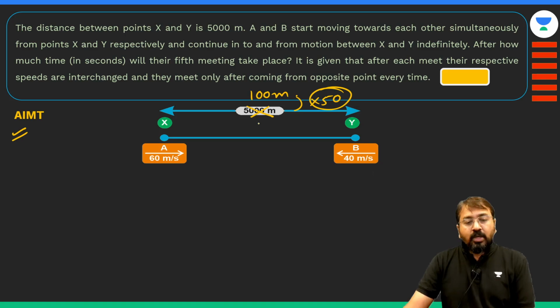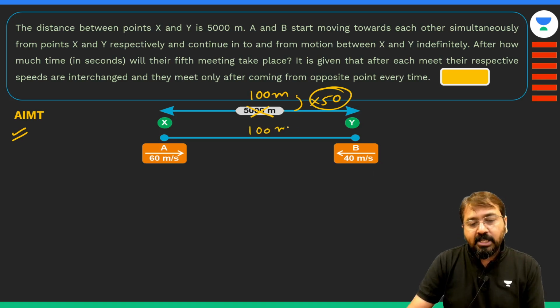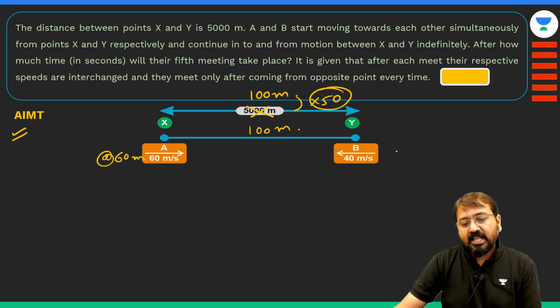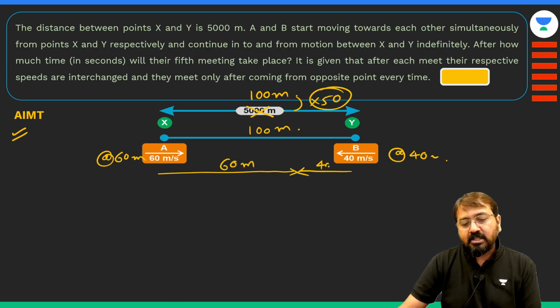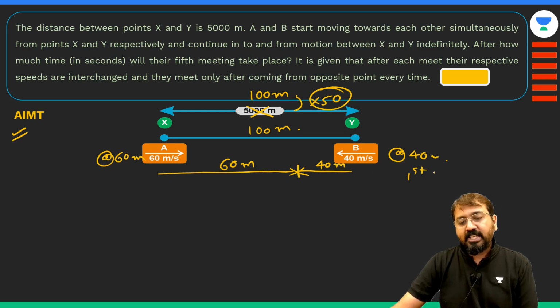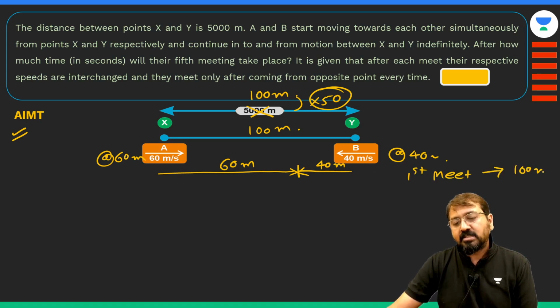So if my race is just of 100 meter, and if A is running at 60 meter per second and B is running at 40 meter per second, then definitely if both of them start together, A will cover 60 meter distance and B will cover 40 meter distance, and they'll meet at this point. This is going to be their first meeting. So can I say when they meet for the first time, they have covered 100 meter distance?